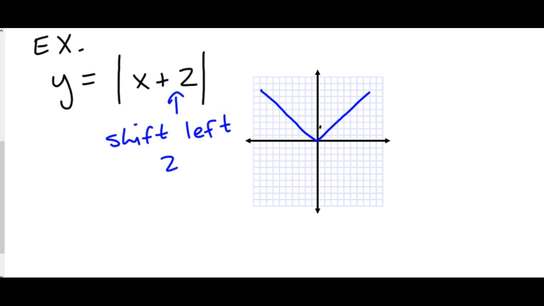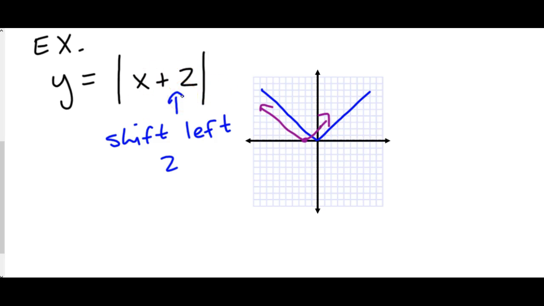That means this picture of the V, the entire thing is going to move left 2 spaces. That's our new graph. Sometimes you see just the ending result. Sometimes they shift it and leave the beginning. That was our basic absolute value. If we move it left 2, that's our new graph.